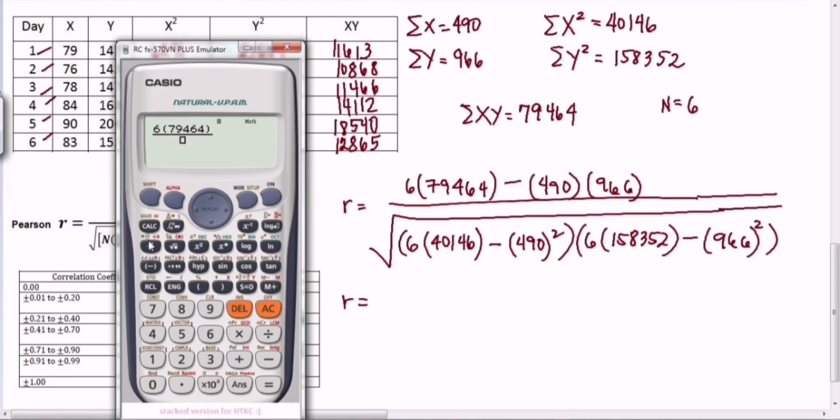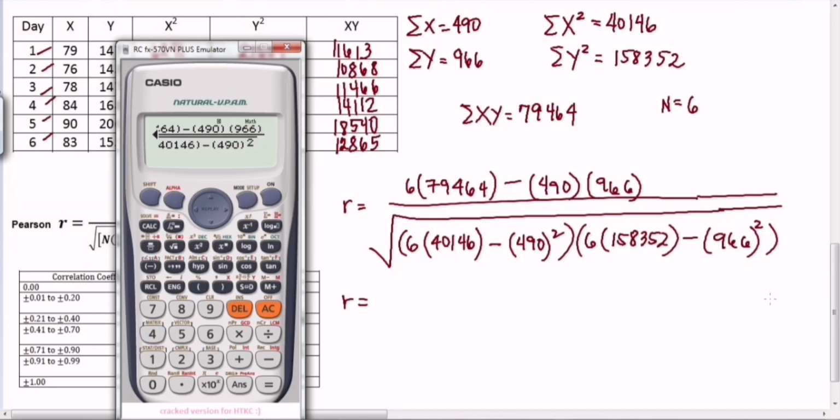6 times (79,464) minus (490)(966). Okay? Sa baba, lipat ninyo sa baba, and then square root siya, di ba? So, square root, ayan. And then, kopyahin ninyo siya as is. So, parenthesis, 6, open parenthesis, 40,146, and then parenthesis again, minus, open parenthesis, 490, and then close parenthesis, squared.